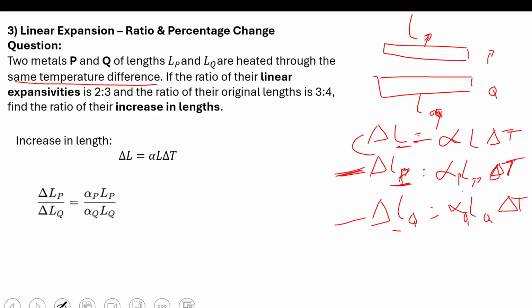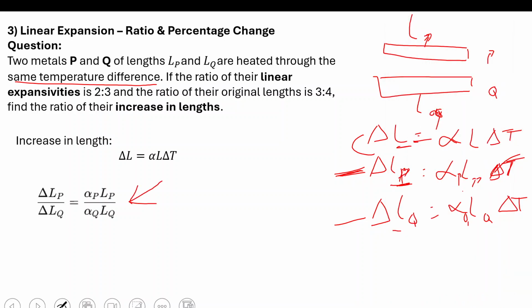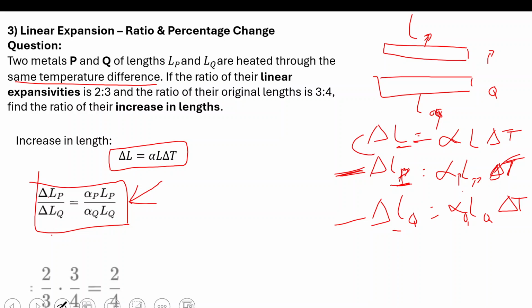So I can cancel it out. Why? Because it is the same. That is why when you come here, we are not seeing temperature in this formula. It was here before, but when it comes to this ratio of change in length of P to Q, we will not have change in temperature, because it cancels out. So this is what is left for the ratio: the ratio between expansivity of P to expansivity of Q. Okay, so by the time we plug in the values, we have that the ratio of linear expansion is 2 is to 3. So this part is 2 and this part is 3.